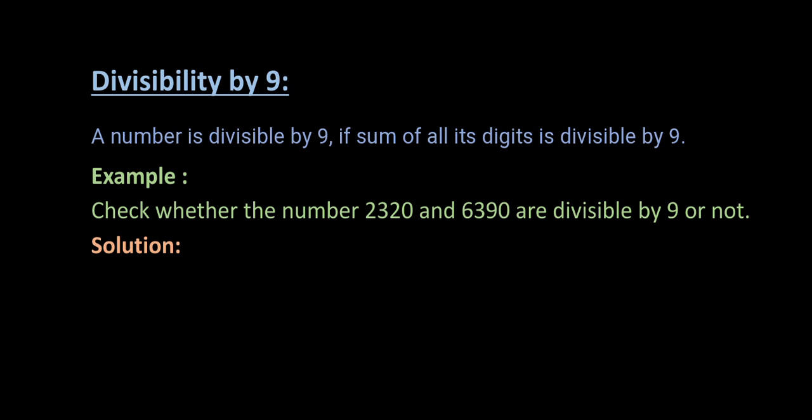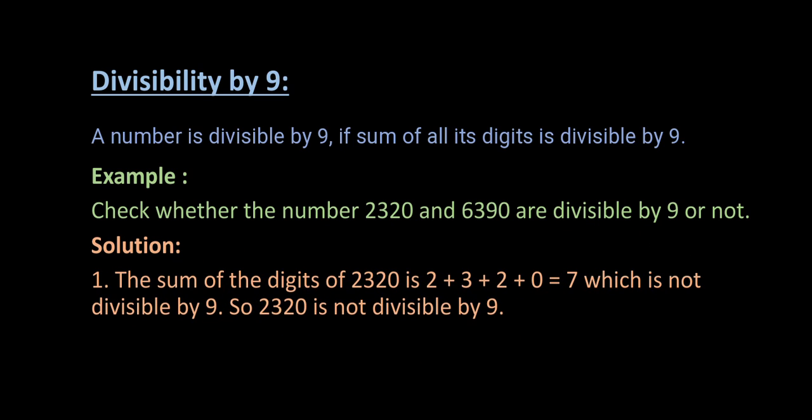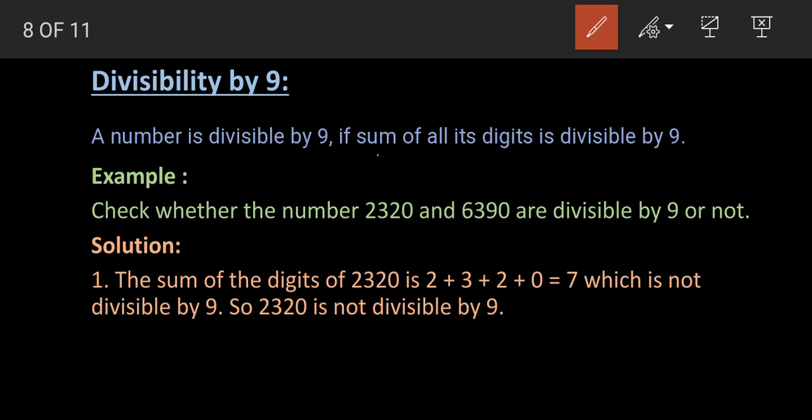Now come to the solution. We have to find the sum of all its digits. The sum of the digits of the number 2320 is 2 plus 3 plus 2 plus 0: 2 plus 3 is 5, plus 2 is 7, plus 0 is 7. So we get 7 here, and 7 is not divisible by 9, so this number is not divisible by 9.